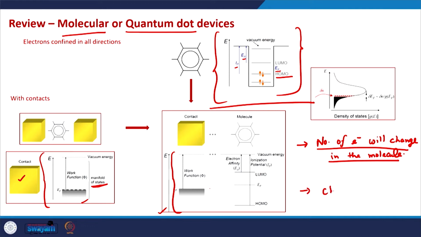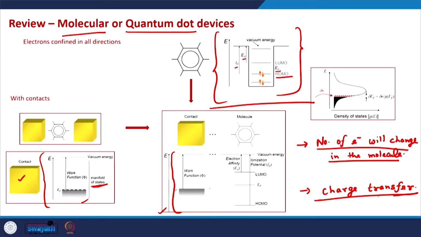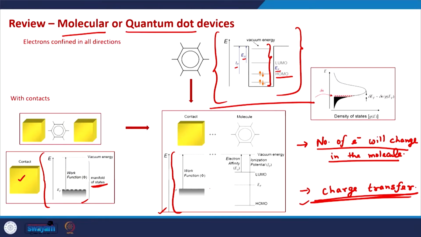Second, charge transfer also happens. So when there is electron movement from the contact to the molecule, from the contact to the quantum dot, or from the quantum dot to the contact, two things happen, especially in the quantum dot. One is that charge transfer happens because the electrons are charged particles, that's very obvious. And second is that the number of electrons changes in the molecule, which means that the way the states are filled is also changed.